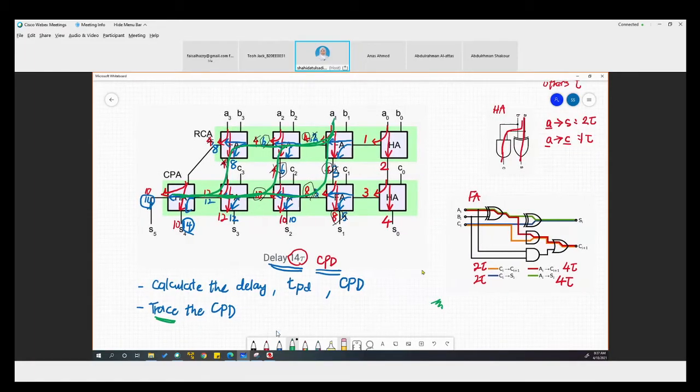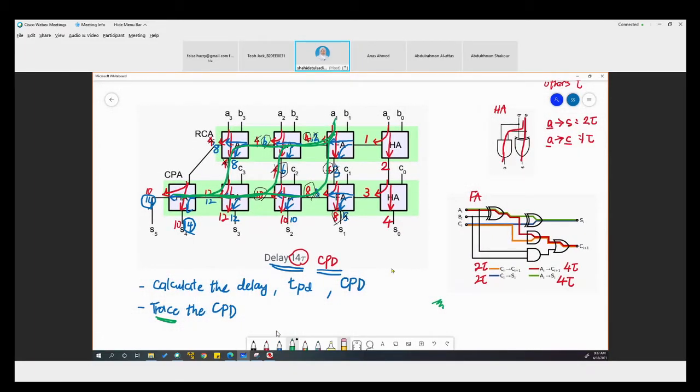Excuse me, doctor. Should we draw the 3 paths in the test, or just one is enough?